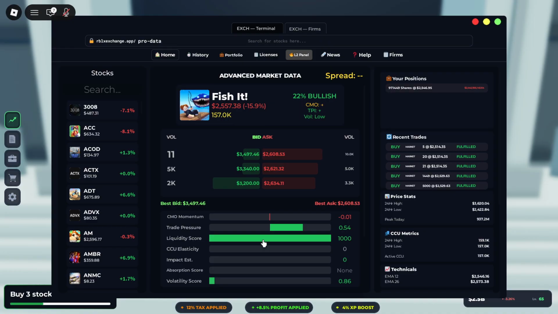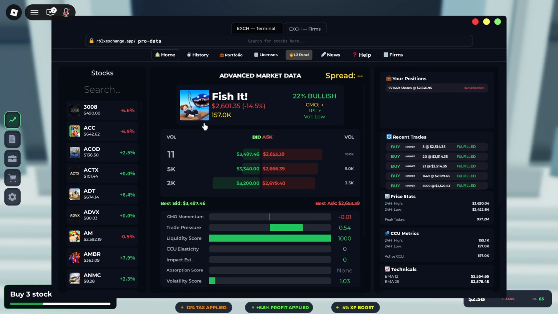This can happen with stocks that are overvalued relative to their player base. So if this game, let's say, had 15,000 players instead of 57,000, and it's still at this value here, you might realize, okay, this stock is kind of overpriced, and it doesn't necessarily make sense, and it might go down.